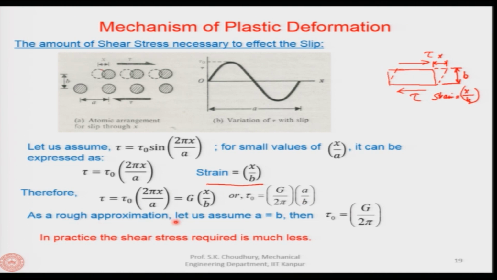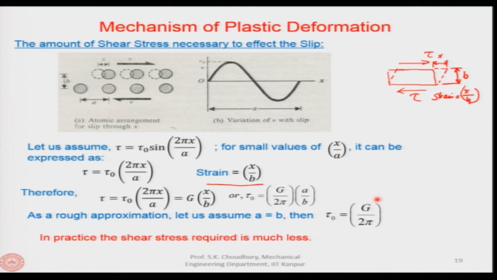As a rough approximation, let us assume that A is equal to B. If we assume A is equal to B, then tau 0 is equal to G by 2 pi. Now, the value of G by 2 pi is the strength of the material. So, take any material, take the strength of the material, Young's modulus, and divide it by 2 pi, you will see that this is a very, very high value.